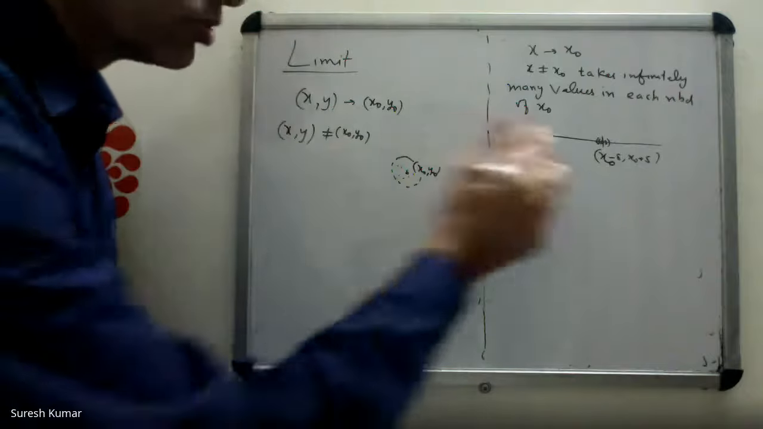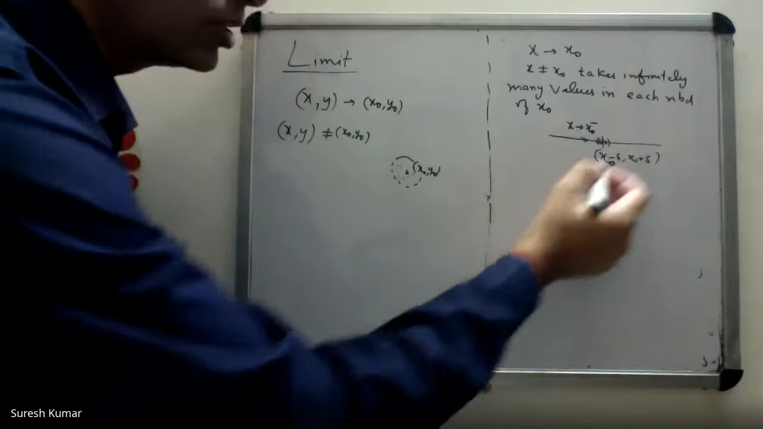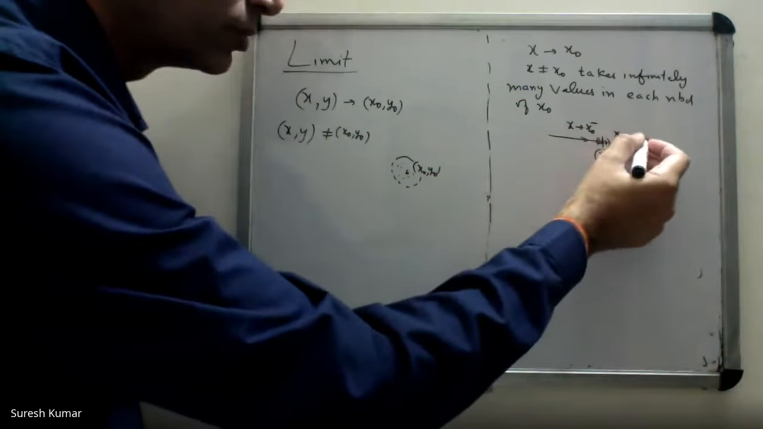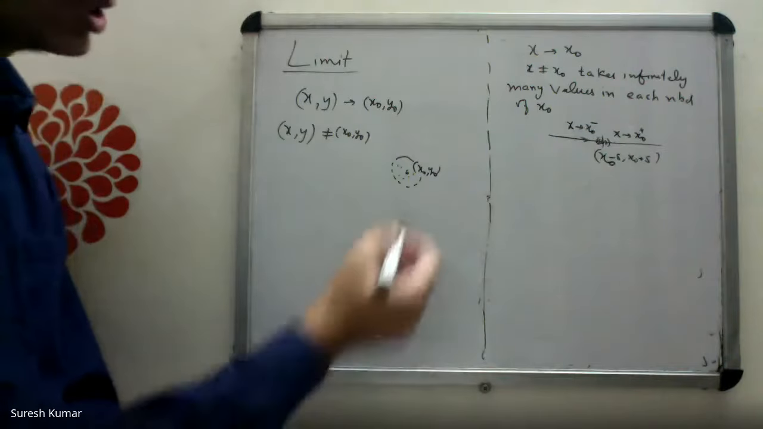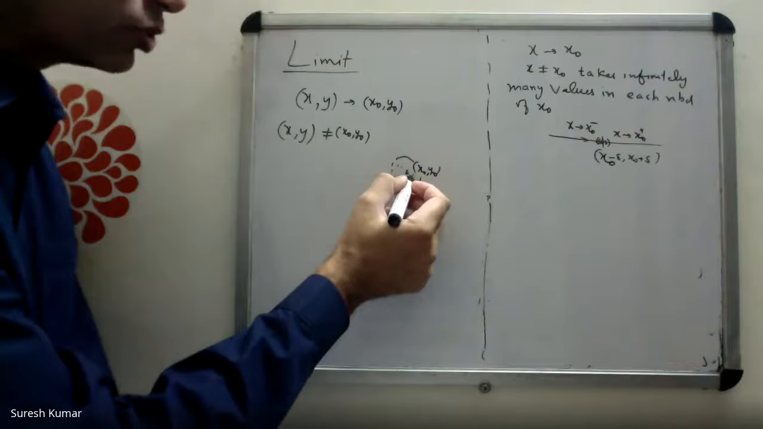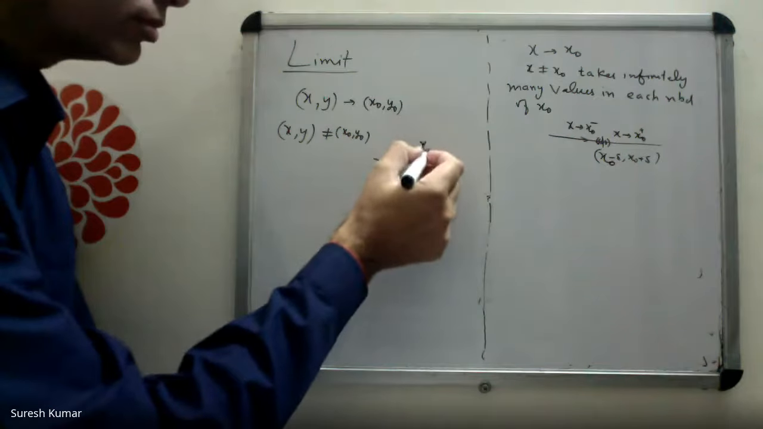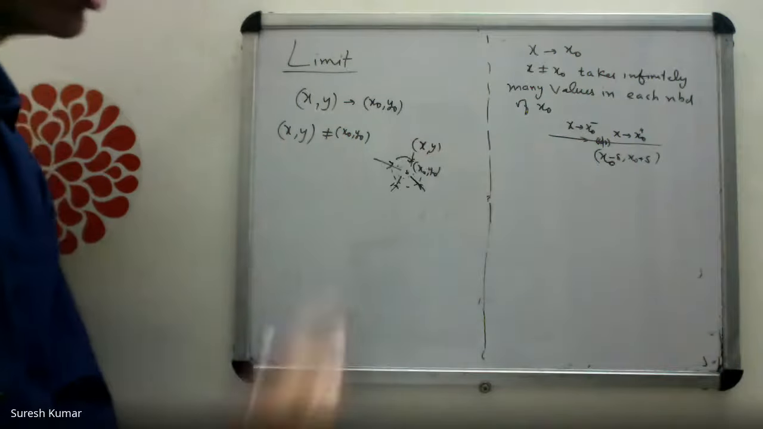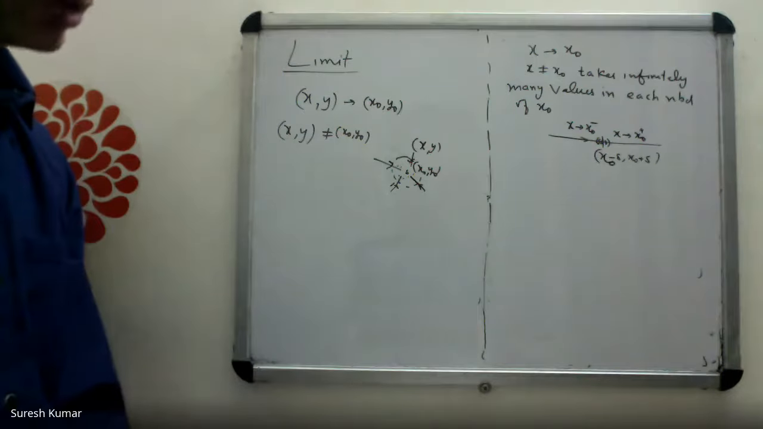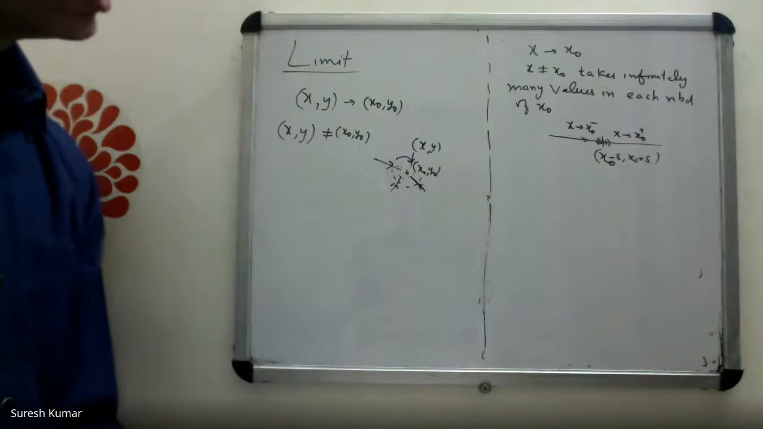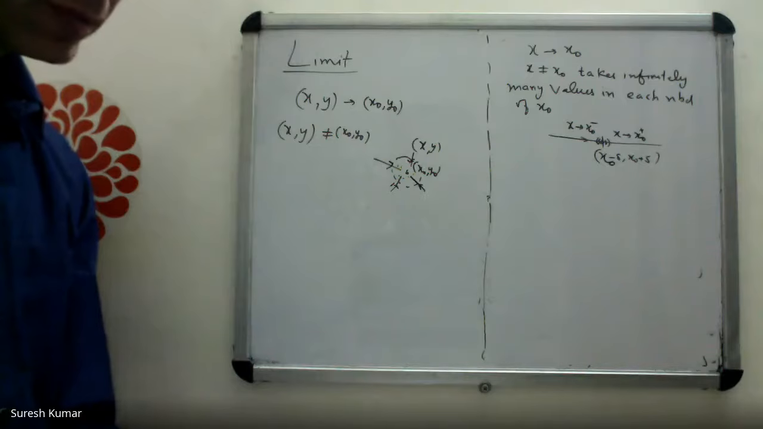Now see the difference between the two. Here, x can approach x0 from the left side as well as the right side. You call them left hand limit and right hand limit, and give these notations. But here, in how many ways can x approach x0? Infinitely many ways. So in the case of two variables, there is no concept of left hand limit and right hand limit. (x, y) can approach (x0, y0) in infinitely many ways. You should know it.